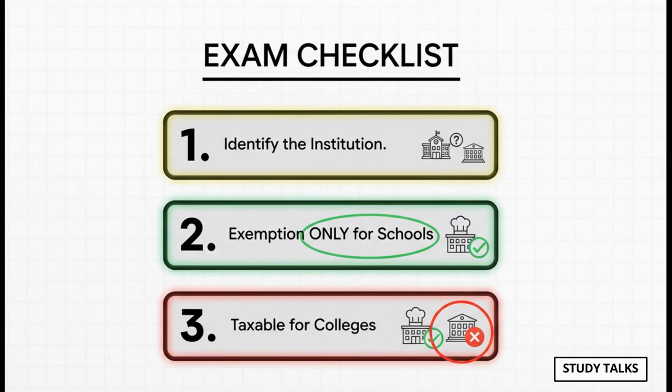So let's lock this in. Here's your mental checklist for the exam hall. One, always check the type of institution first. Is it a school or is it a college? Two, remember that those key services, transport, catering, security, are exempt only for schools up to the higher secondary level. And three, for any institution after that level, like a college or university, those same services are taxable. Getting this distinction right is everything.